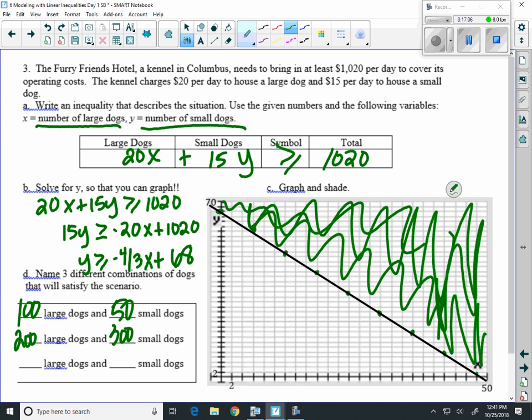Yeah. 873, that works. 873 large dogs and 2 small dogs. 2 hot dogs. 7. Oh. All right. Get started on that practice.